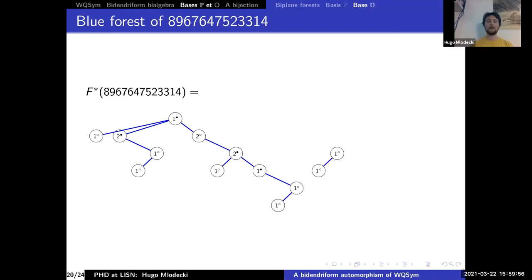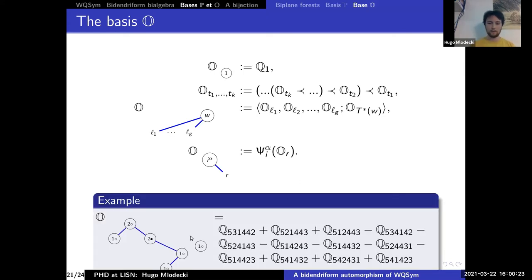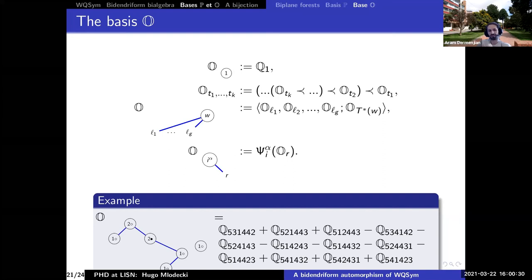The same thing as before: I build an operation here on elements of the algebra that uses the label, so the integer and the boolean. And here we have a basis of totally primitive elements of the dual of WQSym. Just here another example. Hugo, just a heads up. Yes. It's almost time, so probably find a nice place to wrap up if that's okay.